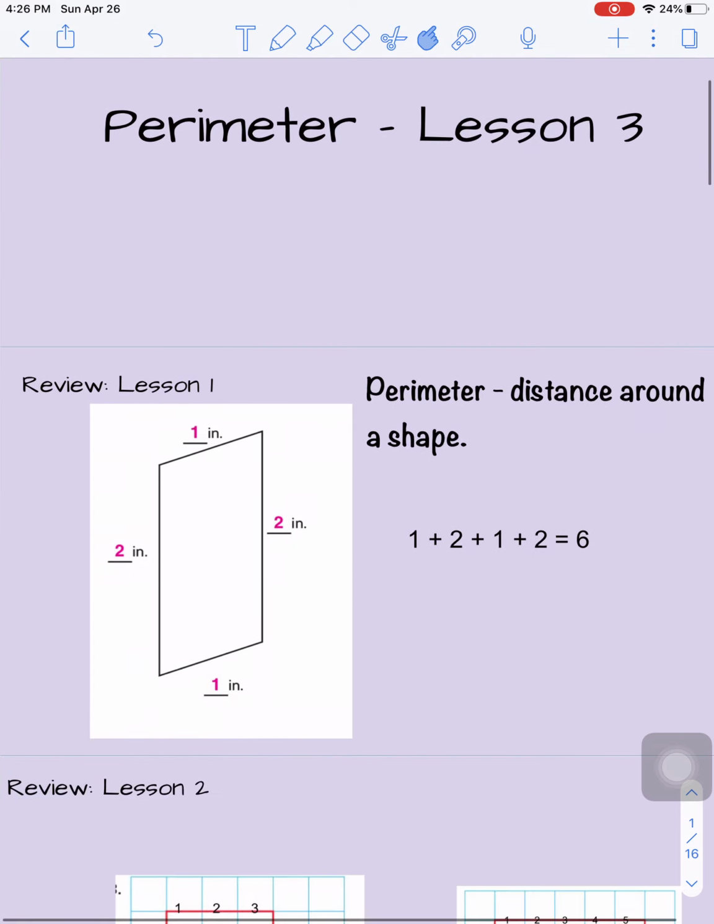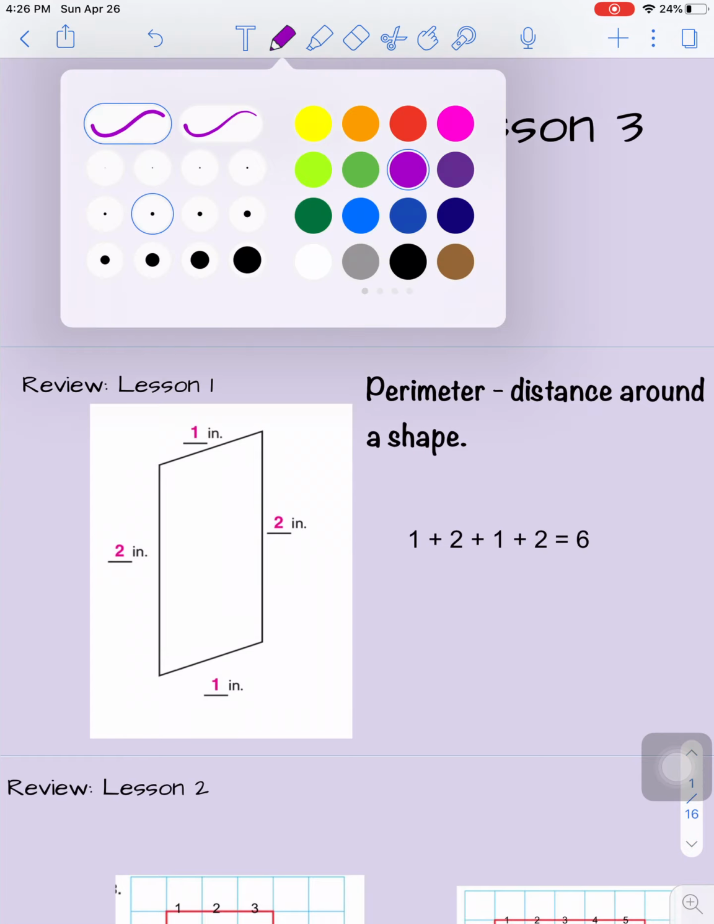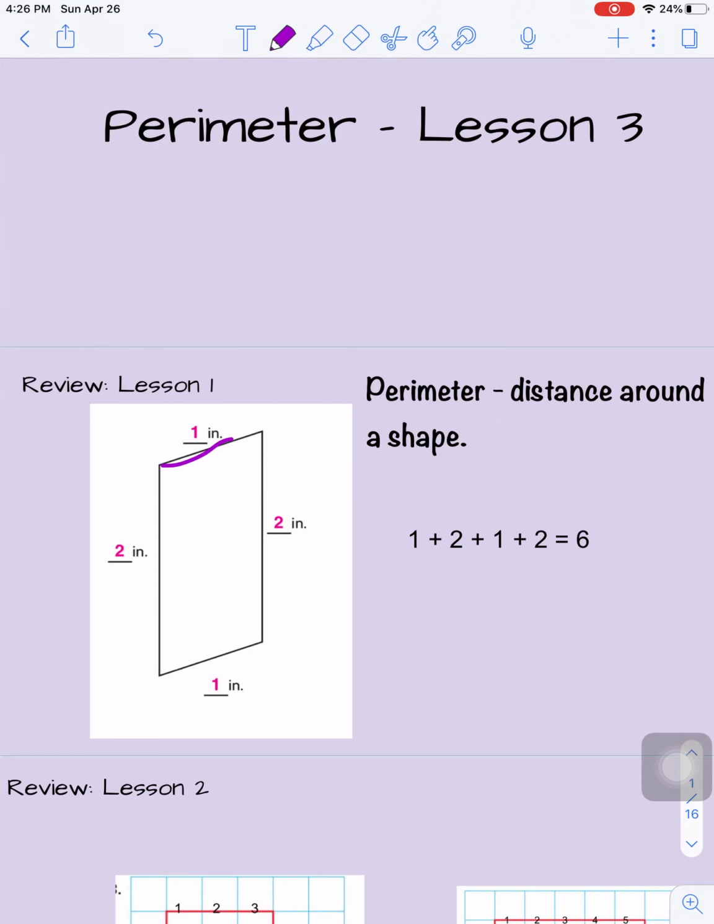Last week we began learning about perimeter, and to refresh your minds, perimeter means the distance around a shape. When I know what each of the sides equal, I can add them together to find the perimeter. In this shape, I can see that the sides equal 1, 2, 1, and 2. So when I add those four numbers together, I get 6 inches. So 6 is the perimeter, or the distance around this shape.